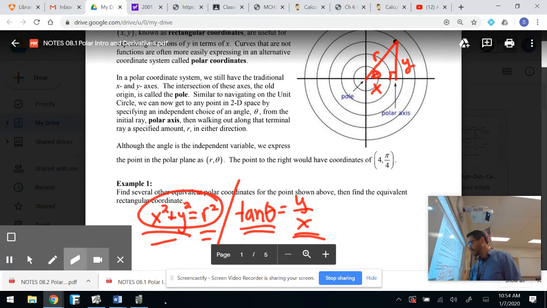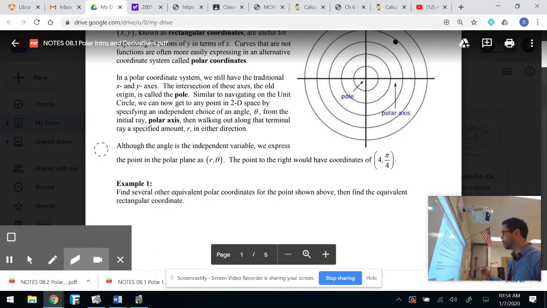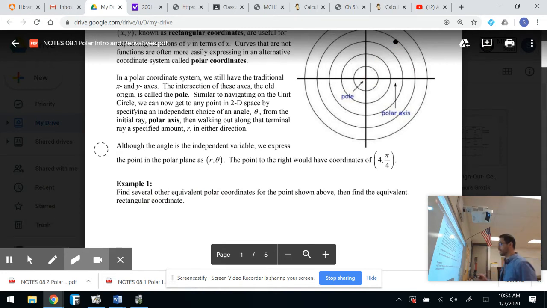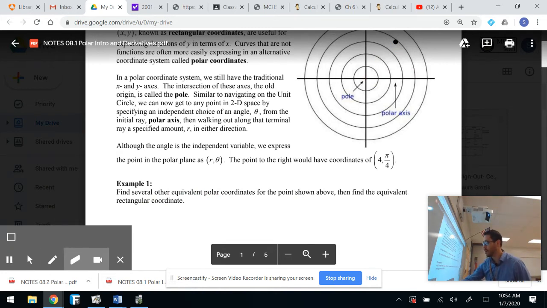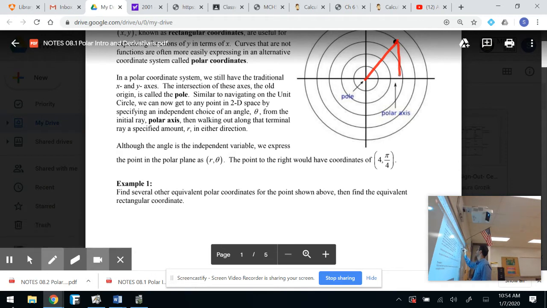Now, is there any other way I could associate polar with rectangular? And believe it or not, there is. Because if I redraw that guy, right, and I go there, and that's my r, and that's y, and that's x, and that's theta. What if I brought up like a cosine or a sine?